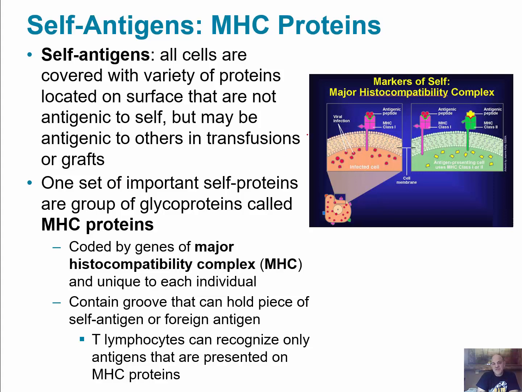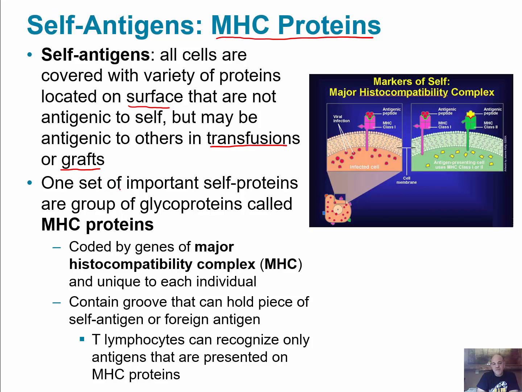And then we have self-antigens. These are also called MHC proteins. These self-antigens are what we see on all of our cells. All of your cells are going to be covered with a variety of proteins located on the surface that are not antigenic to self, but may be antigenic to others in cases of things like transfusions, like a blood transfusion, grafts, or even organ transplants.